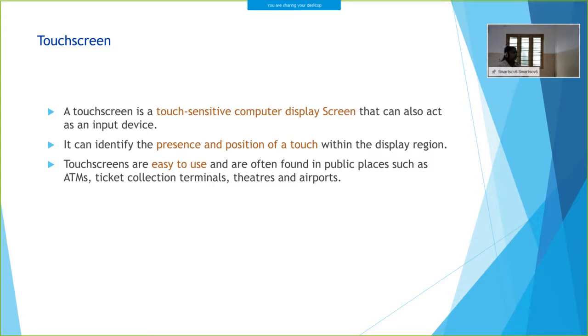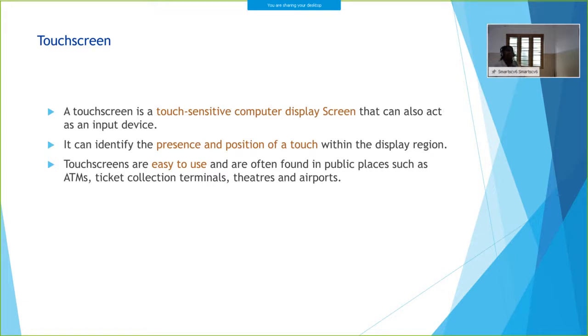It can identify the presence and position of a touch within the display region. Touch screens are easy to use and are often found in public places such as ATMs, ticket collection terminals, theaters and airports.